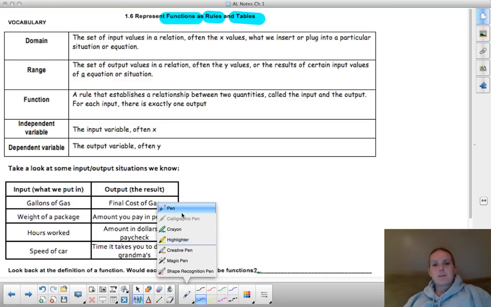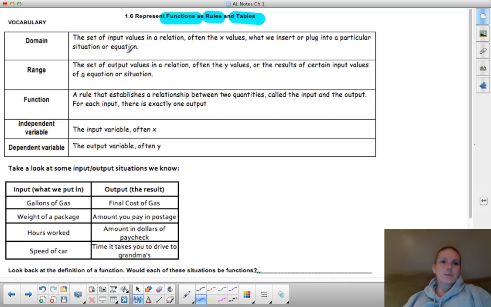So let's talk about vocabulary because that's a great place to start, everyone. We're going to start this section talking about domain and range. Remember, and I know you've seen this before, domain goes with input. Domain are input values. And remember, those are usually x values or the numbers that we insert or plug into a particular situation or equation. The second vocabulary word, range, is talking about the output values. Range and output, or y values. Those three pieces are interchangeable.